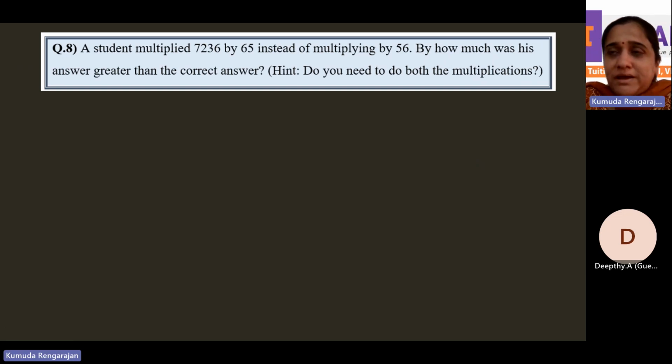A student multiplied 7,236 by 65 instead of multiplying by 56. The student multiplied the number by 65 instead of 56. So 56 is the correct number, but by mistake, he or she took it as 65.